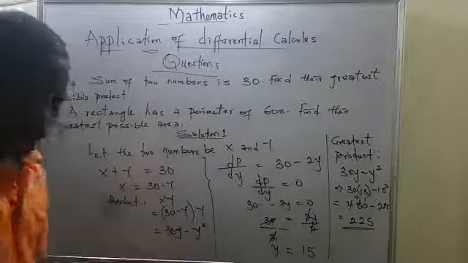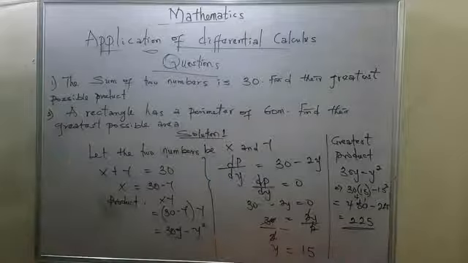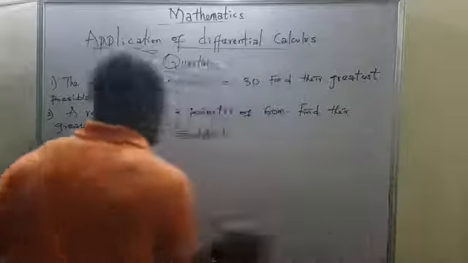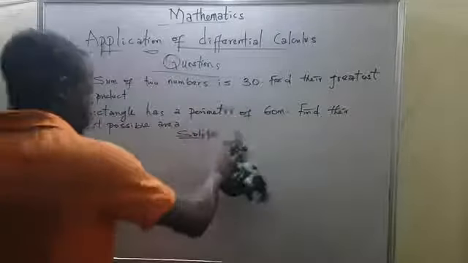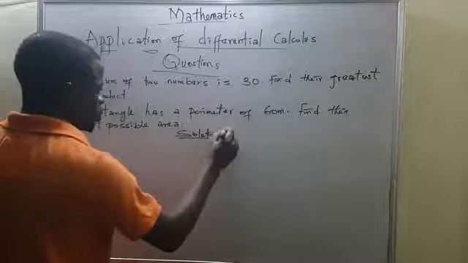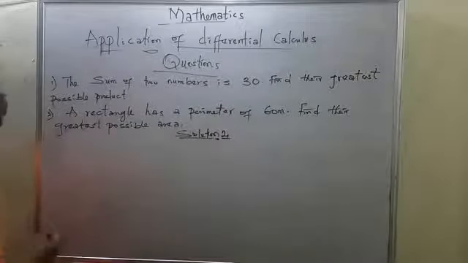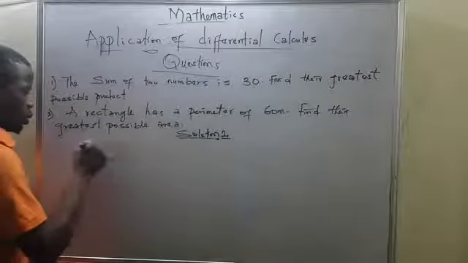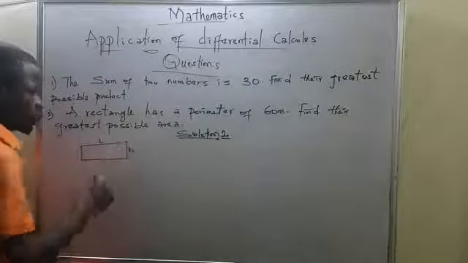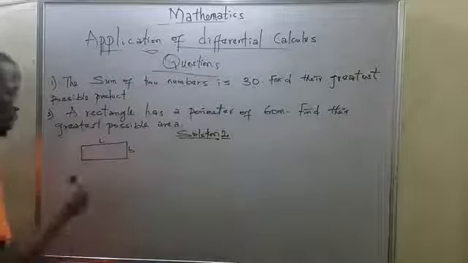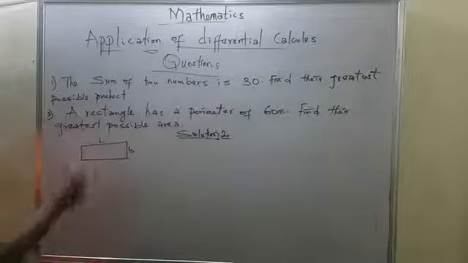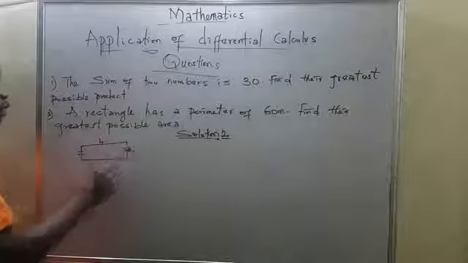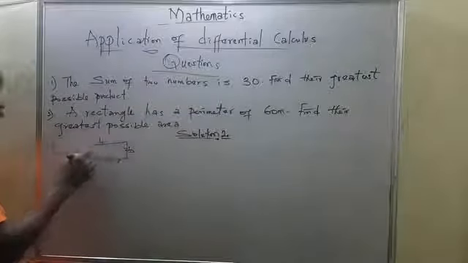You get? So let's solve for question 2. Similar approach. So question 2 says, let's go for solution 2. A rectangle has a perimeter of 60 meters. This is length, this is breadth. Right? This is a rectangle. And by virtue of properties of a rectangle, we have this side to be equal to this side, this side to be equal to this side, such that this is the length, this is the breadth.